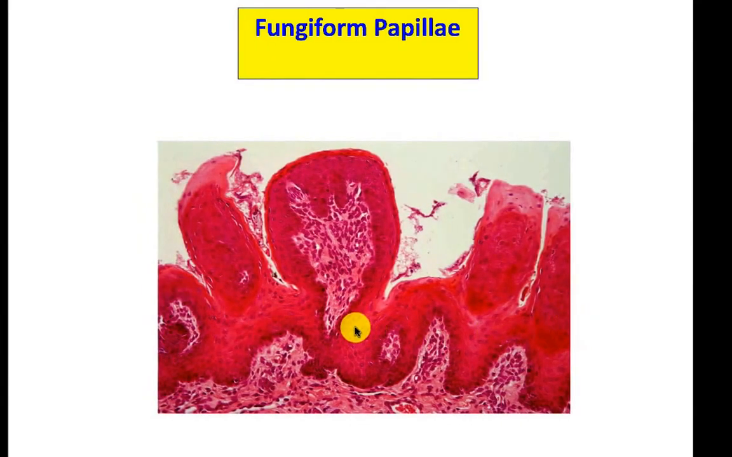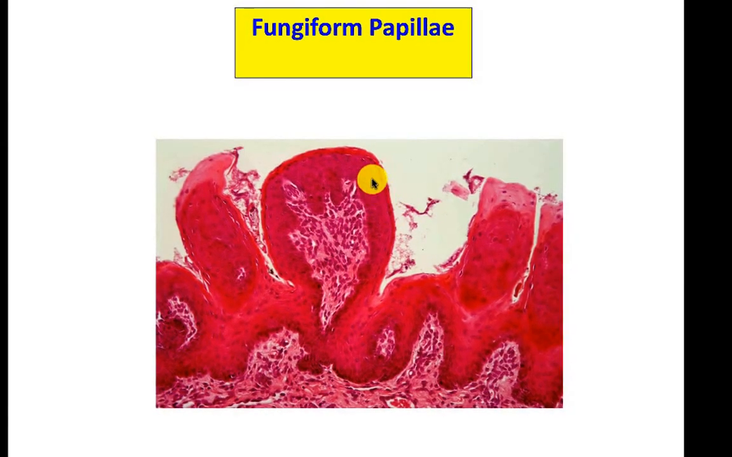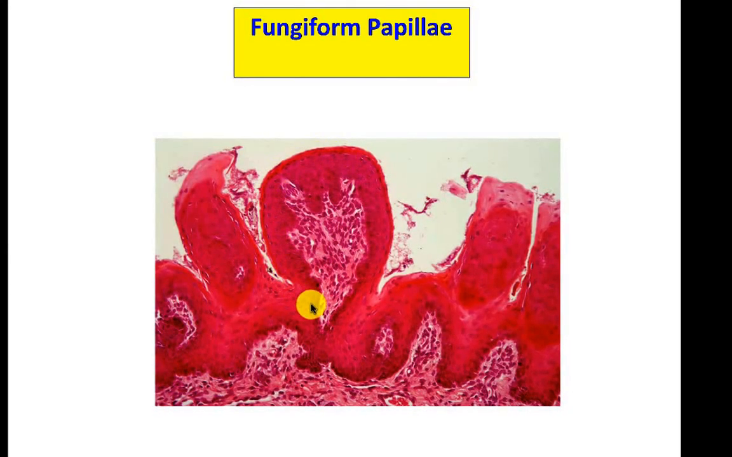Now we will describe the fungiform again. It has a narrow base and a wide apex. It is covered with non-keratinized stratified squamous epithelium, while the filiform is covered with keratinized epithelium. The filiform has no taste buds.